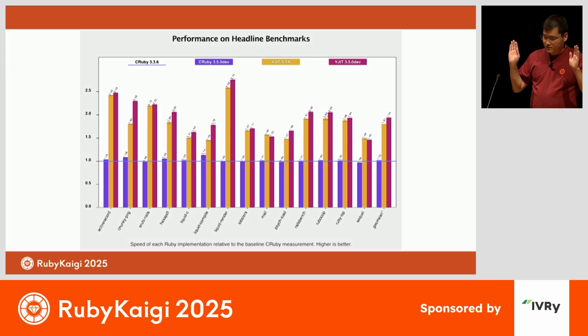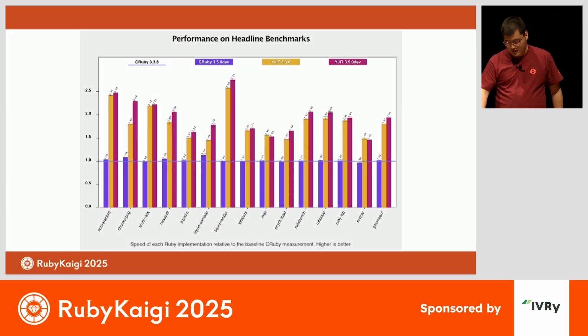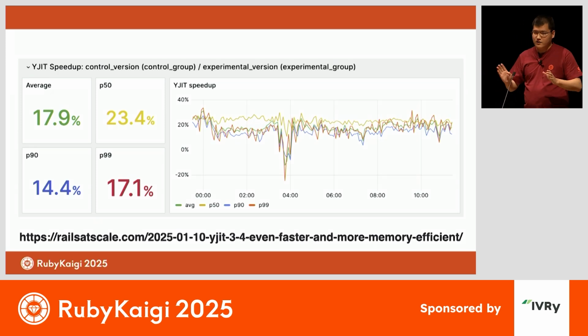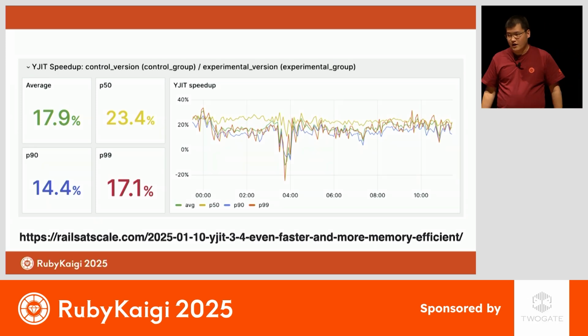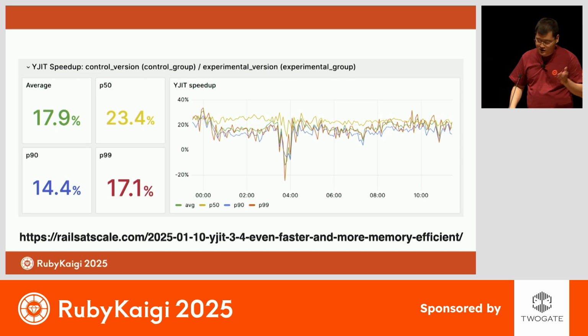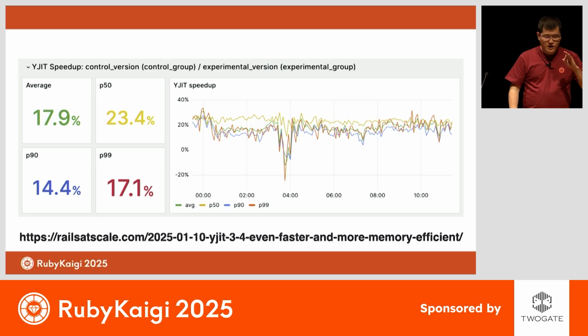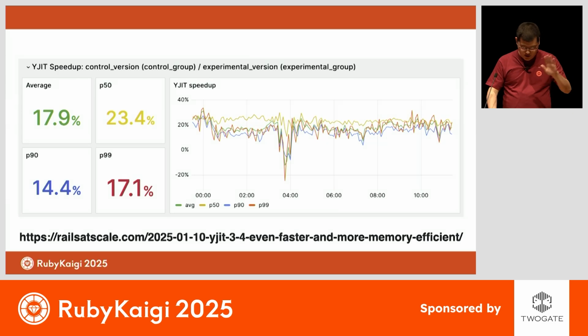And these are still benchmarks and not real-world workloads, but in actual production workloads, this is the performance of storefront renderer, which has the highest traffic in our company. It shows an 18% speedup on average and a 23% speedup on median. And we also deploy YJIT on Shopify's largest monolith as well. So it's a production-ready YJIT compiler.